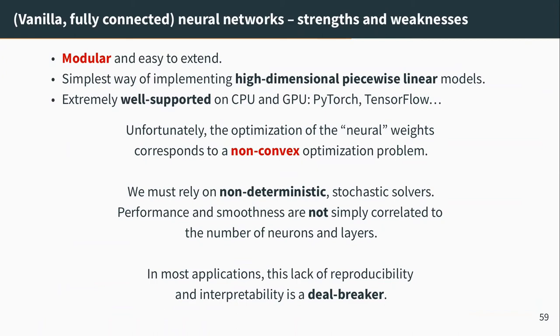And then you know that for image processing, you can think of constraining the input weights to be convolutions. And you know that if you do deep convolutions on image classification tasks, then suddenly it works. Well, it works much better. So this is a massive selling point, which is not shared by many other mathematical methods. Second thing is that you can understand a vanilla neural network as a very simple way of implementing high-dimensional piecewise linear models. And this is useful.